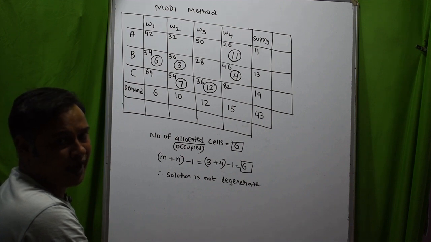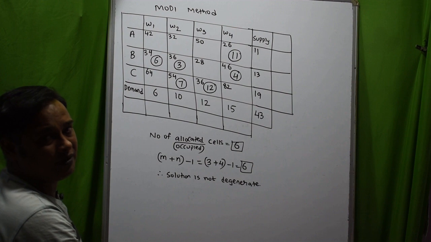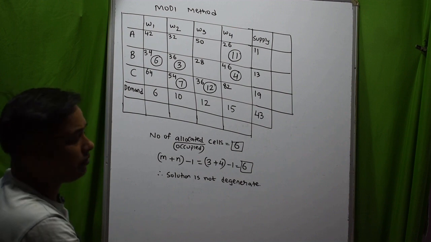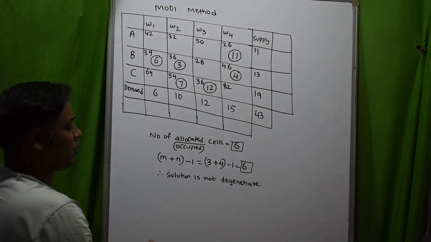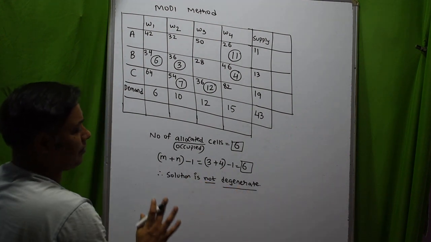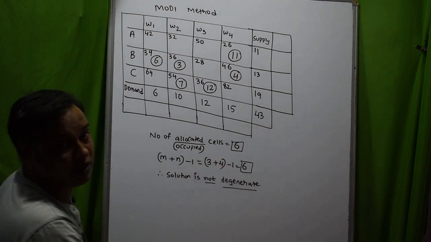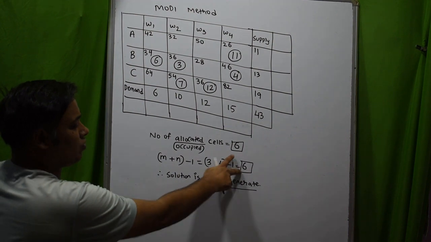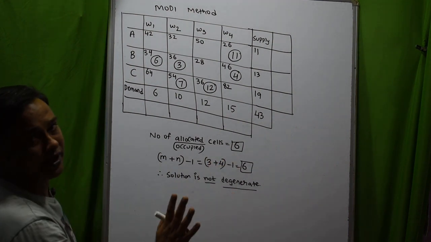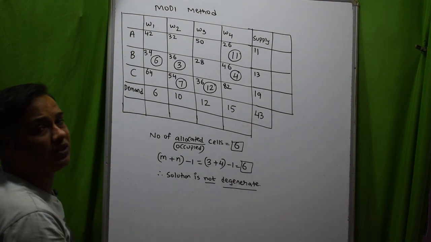I need to add something else called as epsilon, which I will discuss at a later stage in some other lecture. Right now, in this case, my problem is not degenerate, and we checked that by just comparing the number of allocated cells with the number of rows plus columns minus 1. ये दोनों मैच हो गया, we are relieved, हमारा problem degenerate नहीं है, so I can go ahead with the Modi method. What I need to do in the Modi method?